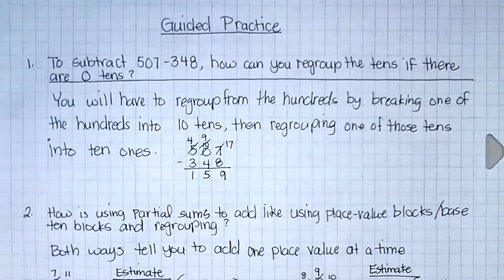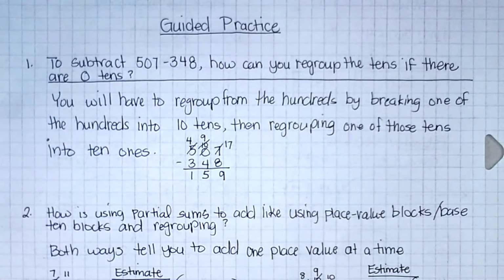For number 2, how is using partial sums to add like using place value blocks or base 10 blocks and regrouping? Both strategies tell you to add one place value at a time. So you're working with one group at a time. You're working with the hundreds and the tens and then the ones, or the ones and then the tens and the hundreds. But you're doing each one separately.